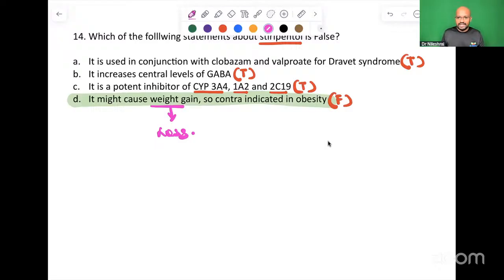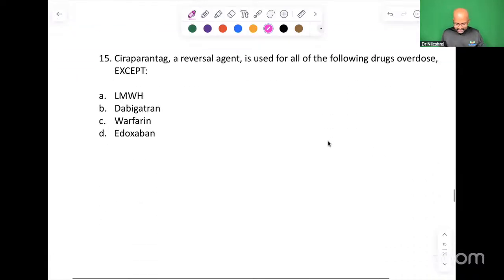Good, Anuj, Indu, good. I think most of the questions you are answering. I'm very happy that you are on a good path. We'll move to the next one.